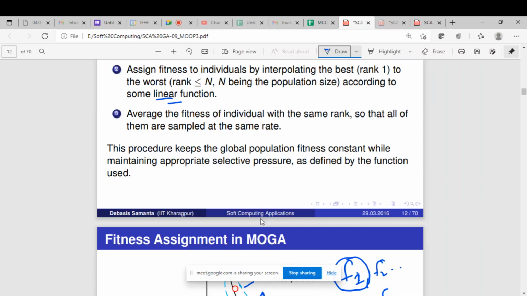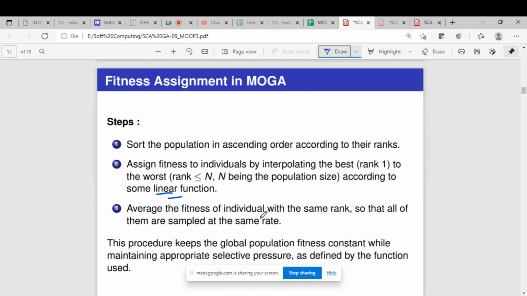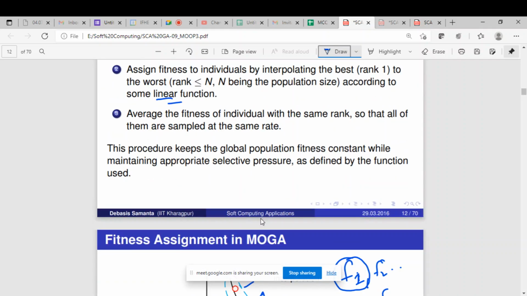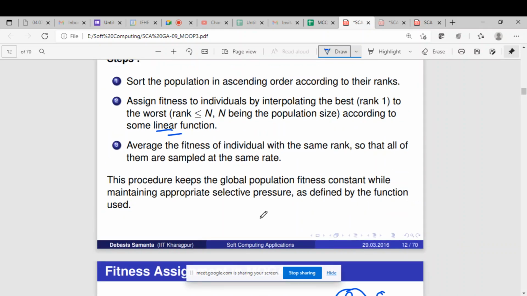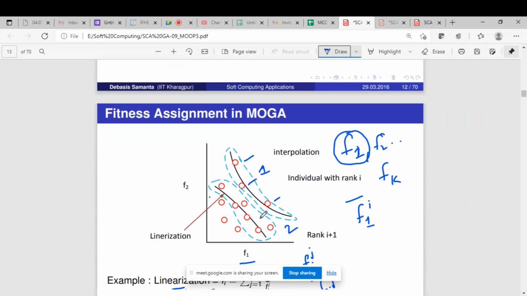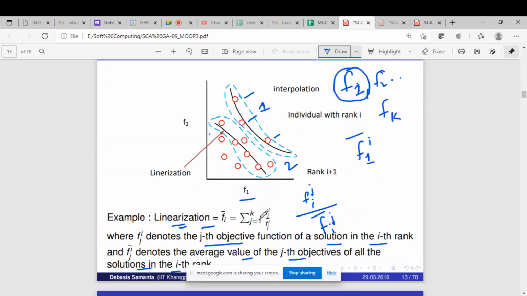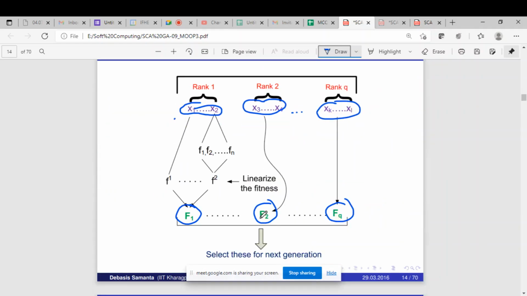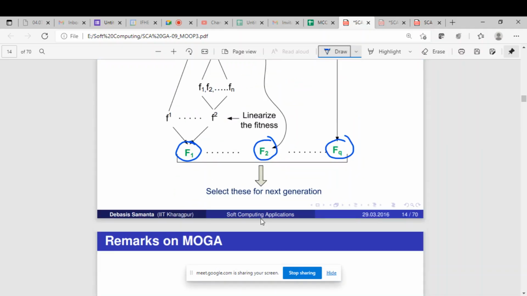First it does ranking, and then it interpolates the best rank with the worst rank based on some linear function, and it performs scaling. As a result of scaling, all the individuals corresponding to a particular rank will be mapped to a particular fitness score. Then we see whether the solution has converged or not. If it is not converged, we repeat the process.